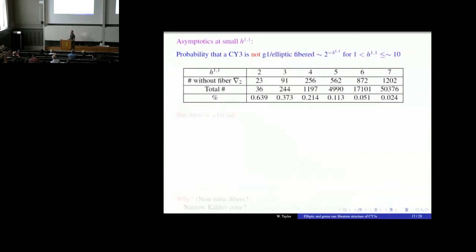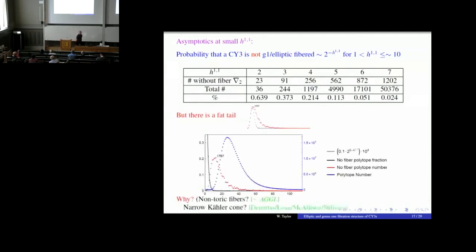Let's return to the asymptotics related to this heuristic argument I had that the probability drops as 1 over 2 to the n. For small h11, we can look at the number without a fiber, total number, the percent without a fiber, and these numbers you can see really drop very much as powers of 2, right? 0.6, 0.3, 0.21, 0.11, 0.05. Dropping as powers of 2. So it looks like it's matching what we predicted heuristically, but there's a fat tail.